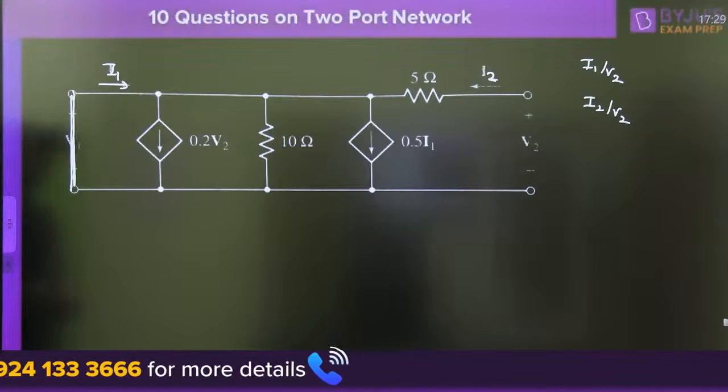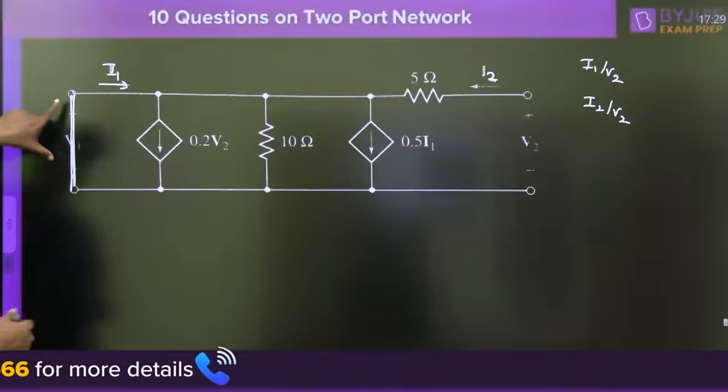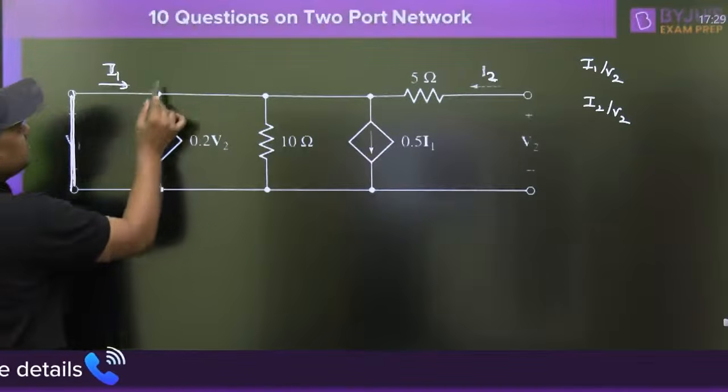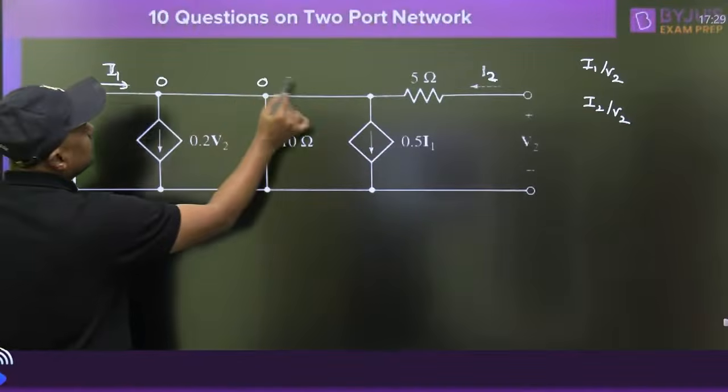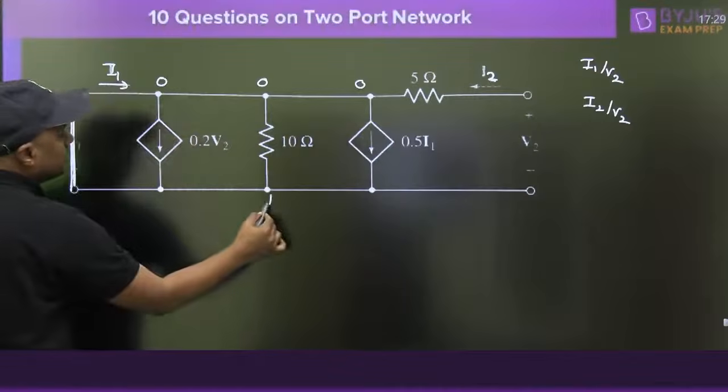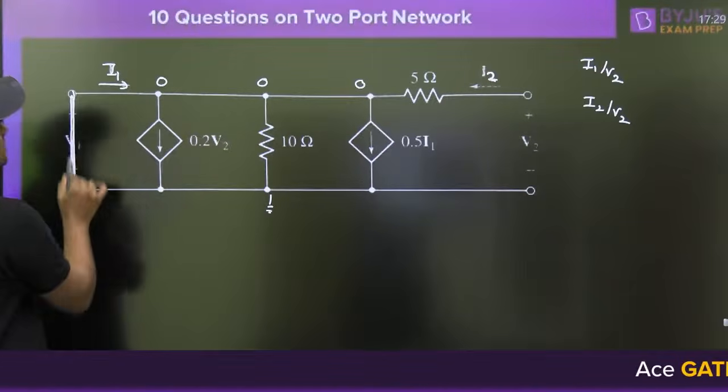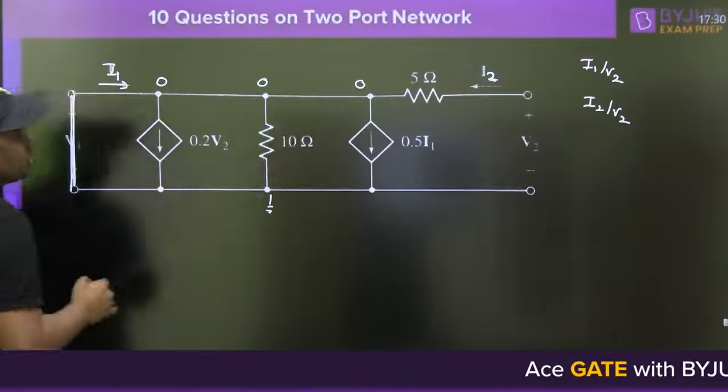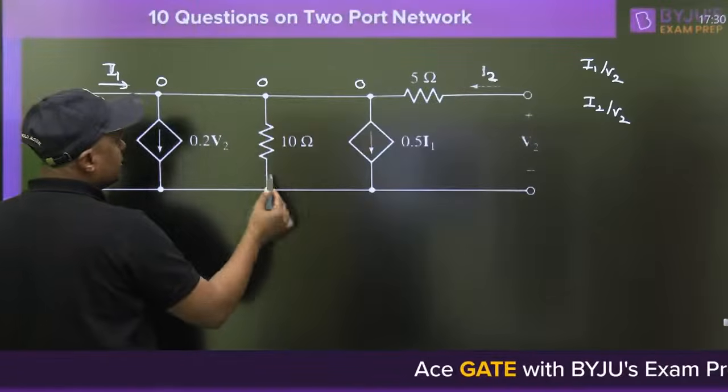Yes, please. Now watch this. If it is short circuited, what is the voltage at this node? 0, because it is connected to ground. Short circuited means this voltage is 0. So what is the current through the 10 ohm resistor? 0.